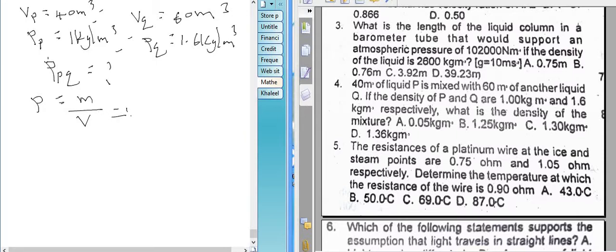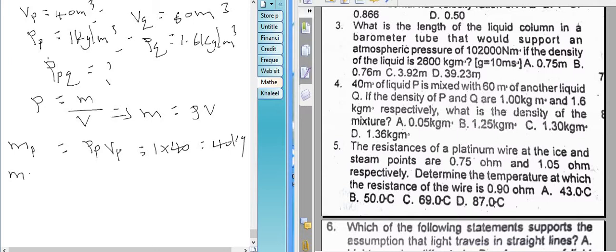So by making mass the subject of the formula, mass will be equal to the density times the volume. So now let us find the mass of component P and that of Q. So mass of component P is going to be equal to the density of component P times the volume of component P. So what is the density of component P? From the above, we have 1 times the volume, which is 40, which is equal to 40 kilogram.